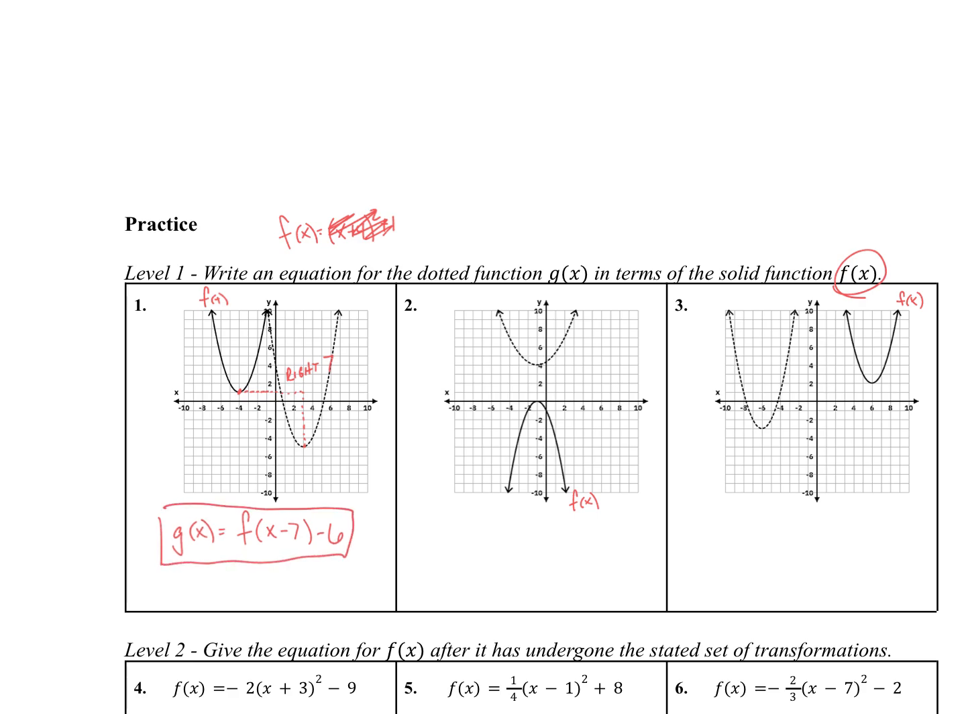What do I need to do to f of x to have it become the dotted function g of x? Okay, so for 2, g of x is... Well, one thing that definitely needs to happen is this thing needs to flip. So negative f of something. Do I need to horizontally shift it? It doesn't look like it. I can just bring it straight up. So negative f of x. That's my start. Now, if that's all that I did, it would look like this.